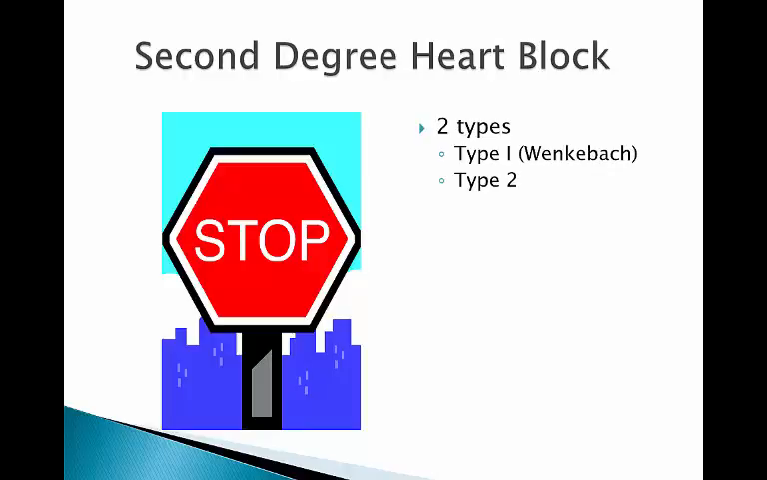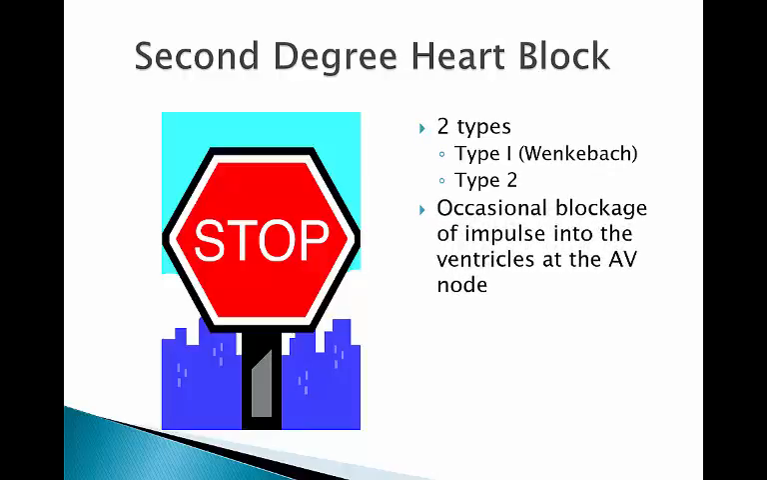All right, second degree heart block, there's 2 types. There's type 1, which is Wenckebach, and type 2. So in second degree heart block, you've got occasional blockages of impulses into the ventricles. Okay, so there will be times when you'll have a P wave and no QRS. Okay? So some go through and some don't.